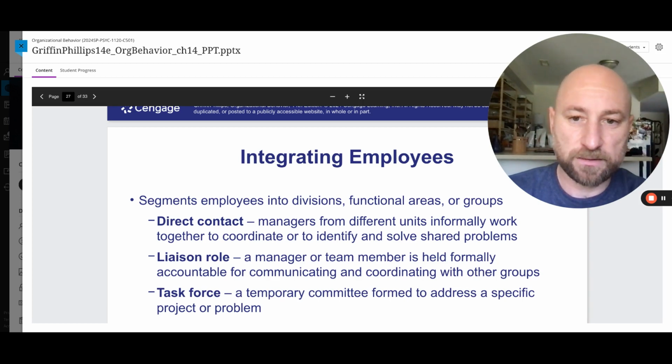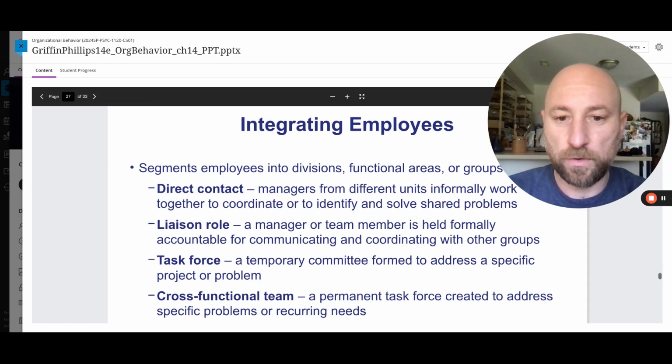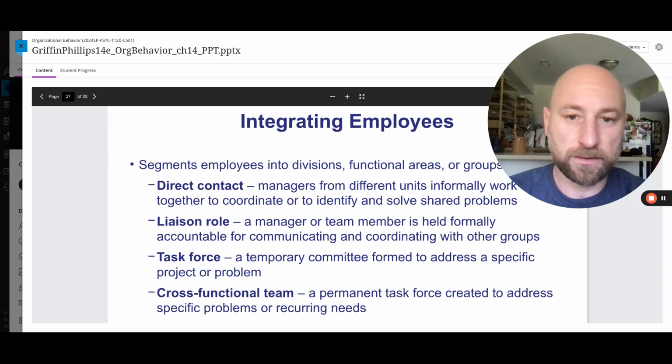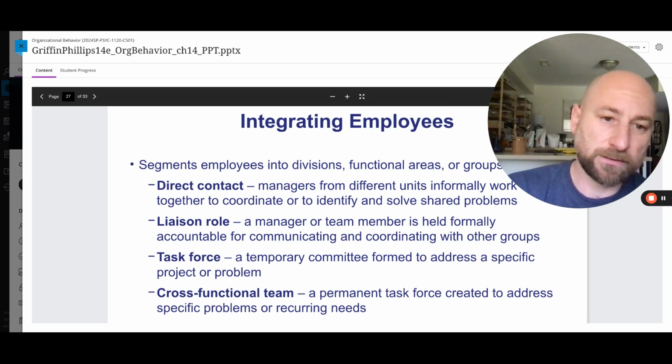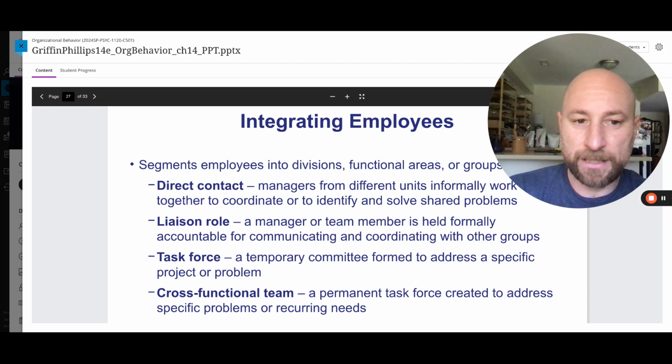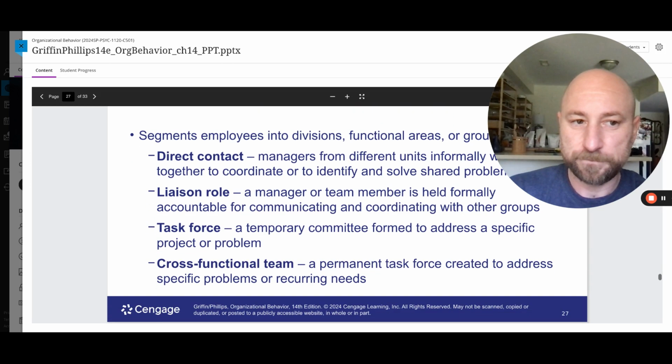Integrating employees segmented into divisions, functional areas, or groups. These could be direct contact, liaison role, task force, or cross-functional team. Direct contact means managers from different units informally work together to coordinate or to identify and solve shared problems. Liaison role: a manager or team member is held formally accountable for communicating and coordinating with other groups. Task force: a temporary committee formed to address a specific project or problem. And a cross-functional team is a permanent task force created to address specific problems or recurring needs.